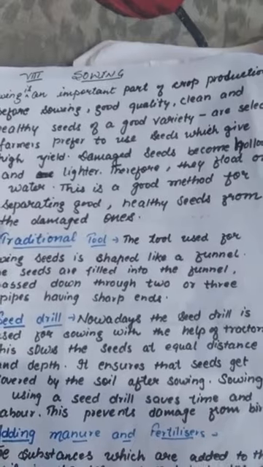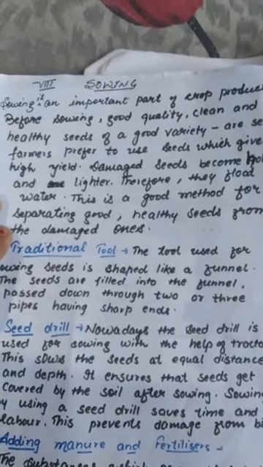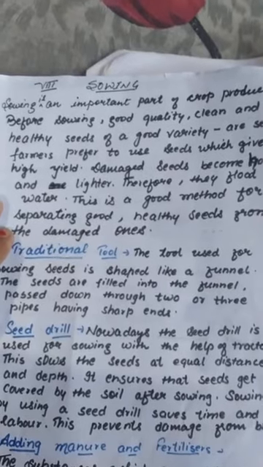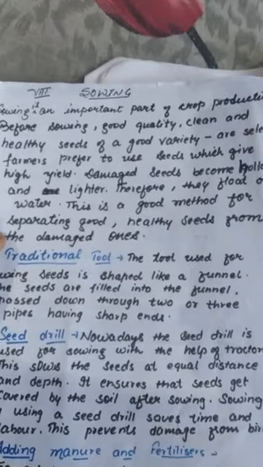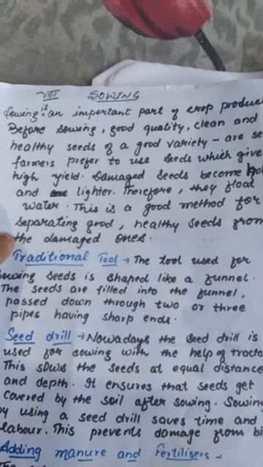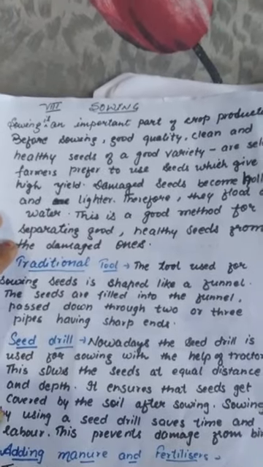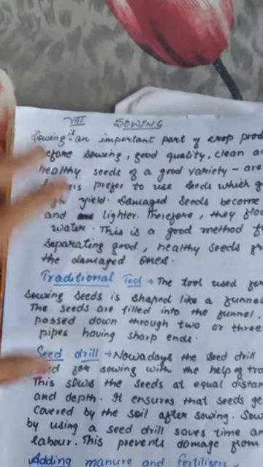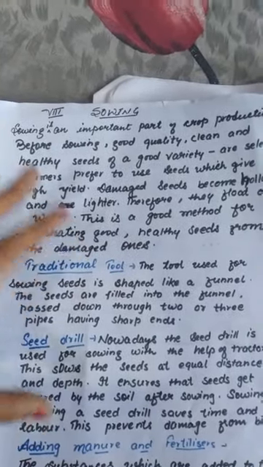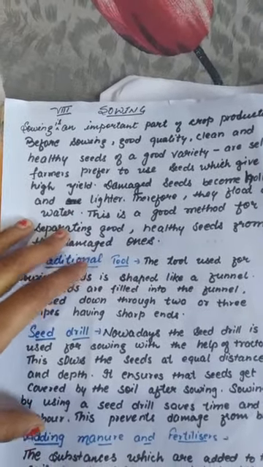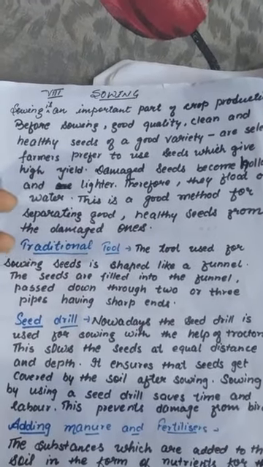Sowing is an important part of crop production. Before sowing, good quality, clean and healthy seeds of a good variety are selected by the farmers. If we select good quality and healthy seeds, then it will give the farmer a good yield. So it is an important part of growing the crops.